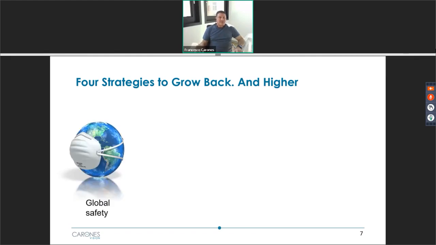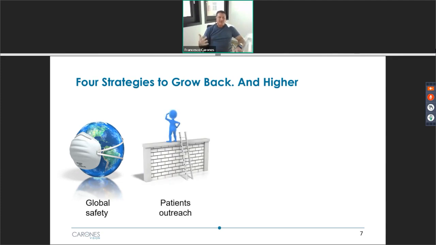Safety first. Obviously, this is the moment where you are scared as a doctor. Your staff is more scared than you are. Patients are even more. So global safety of your entire world is a key issue. And then we have to reach back those patients who are not confident, who are worried, who do not really go outside of their houses, and certainly do not want to face medical practices where the virus may be.